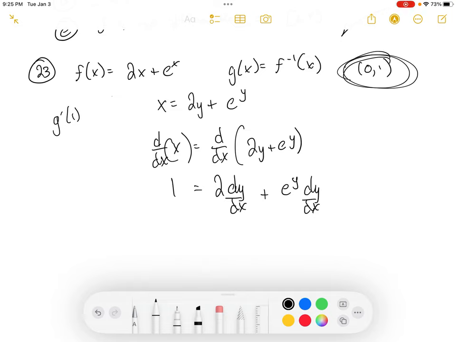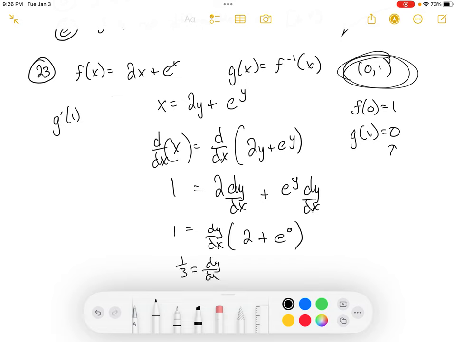Well, when y is equal to 1, we can evaluate this thing. I'm sorry, y is not equal to 1. When y equals 0, we can evaluate this thing, because this thing says 0 and 1. So this says f of 0 is 1, but since g is the inverse, g of 1 would be 0. So this is really the y here. So when we plug in 0 for y, we're going to get 1 equals dy dx times 2 plus e to the 0. E to the 0, of course, is 1, so we're going to get 1/3 equals dy dx.